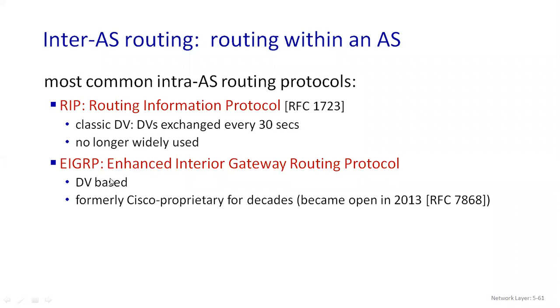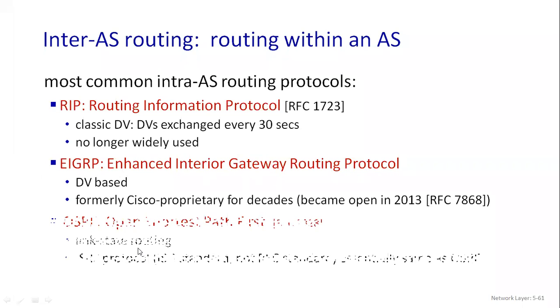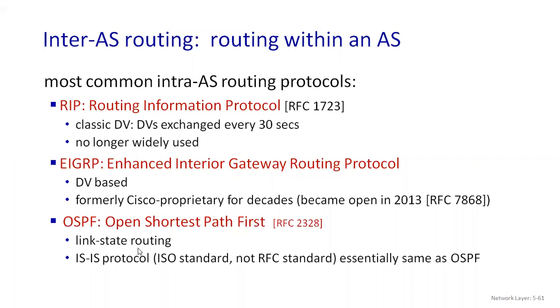So here what will happen, this is also based on your distance vector algorithm. It was formally a Cisco proprietary protocol used for decades, and it was opened in 2013. More description about this is not related to this topic. You only need to remember the routing protocol name which is going to be utilized for your gateway, that is EIGRP.